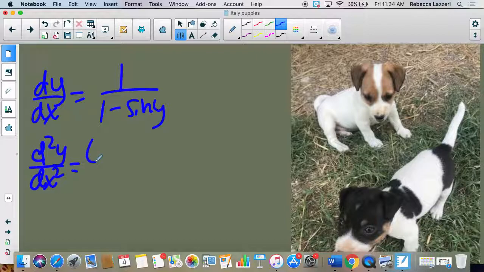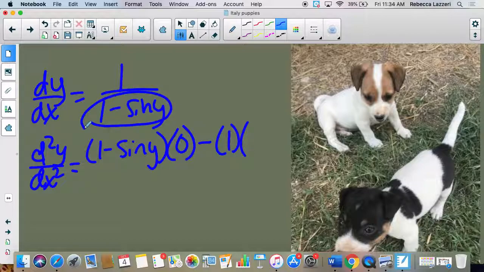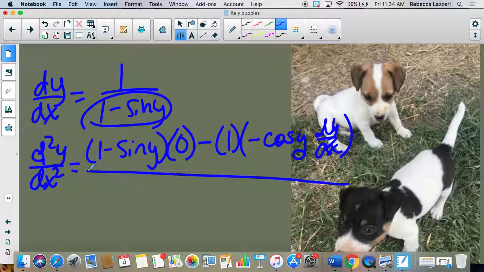All right, so I say low d high minus high d low. Be careful with d low. What's the derivative of 1? 0. The derivative of sine is cosine y, but y'all see the negative comes from the statement, not from the derivative. And I'm not through. I was taking the derivative of sine y, so I say cosine y times what? y prime or dy over dx, over low, which is 1 minus sine y squared.